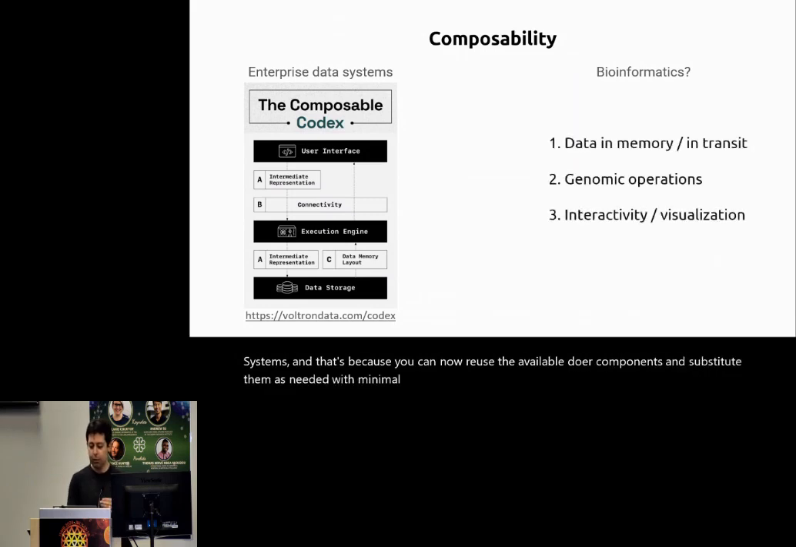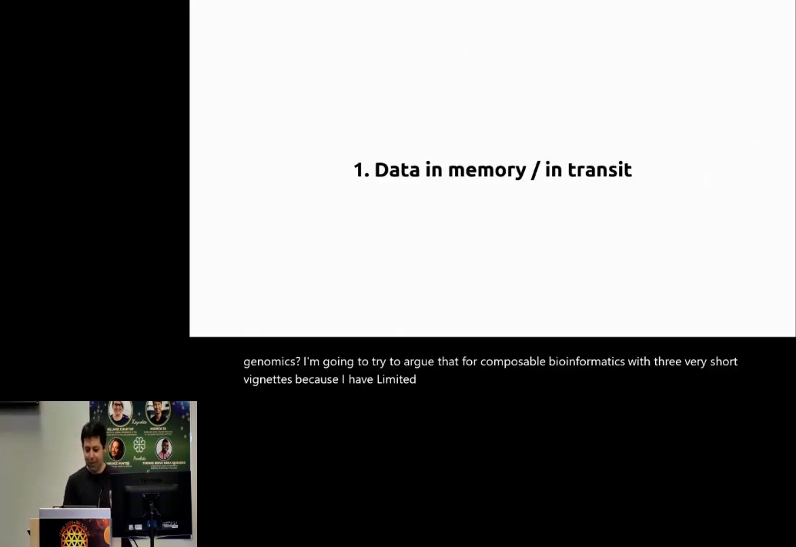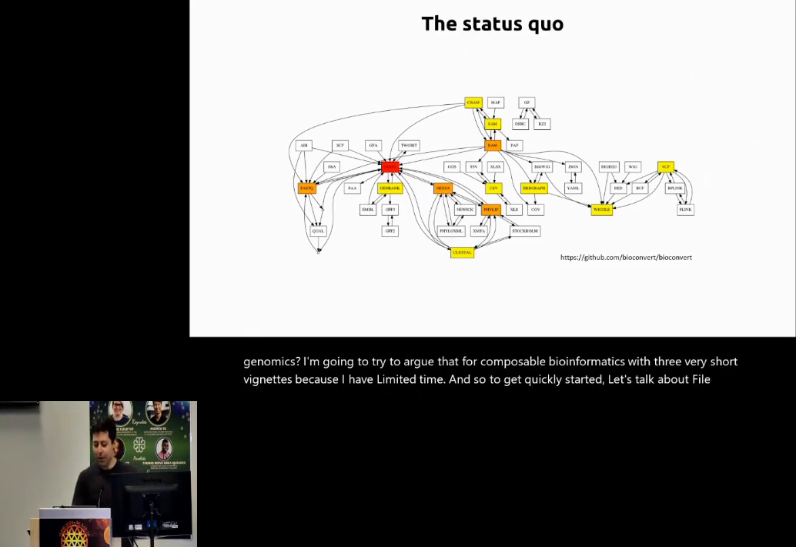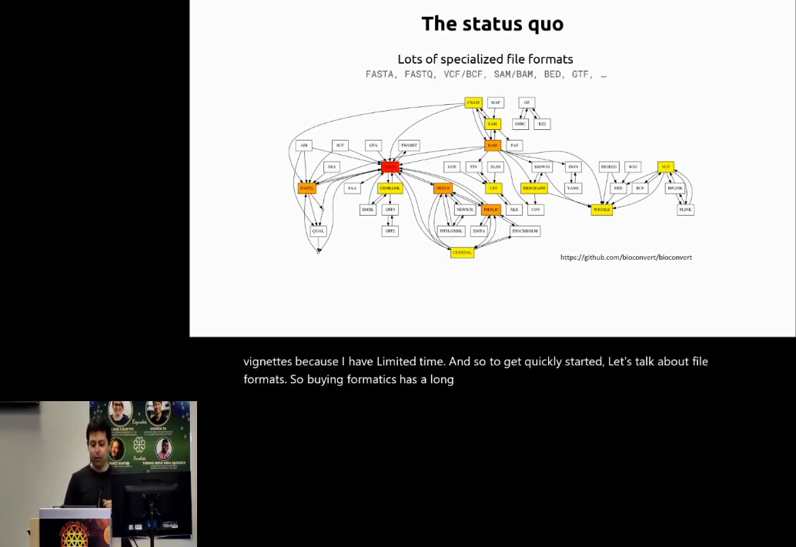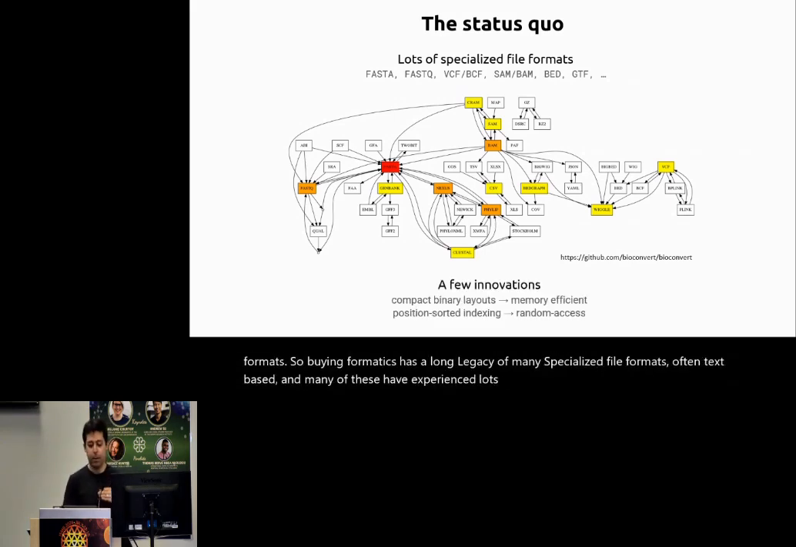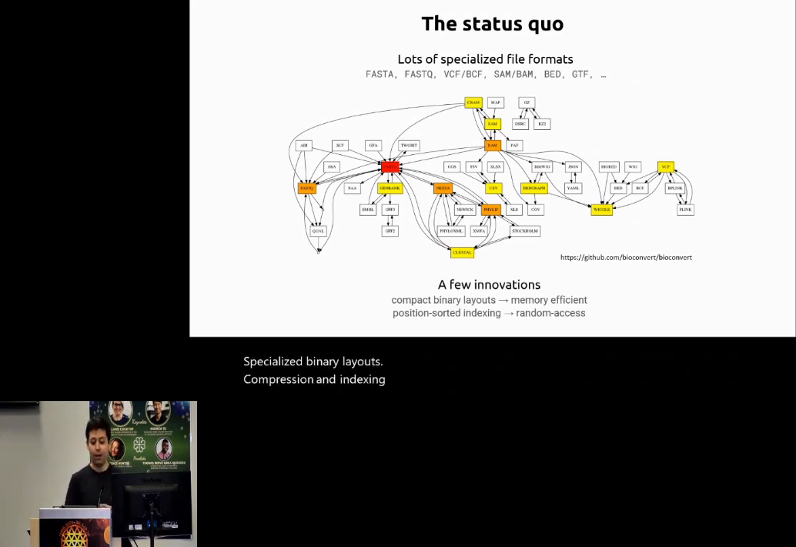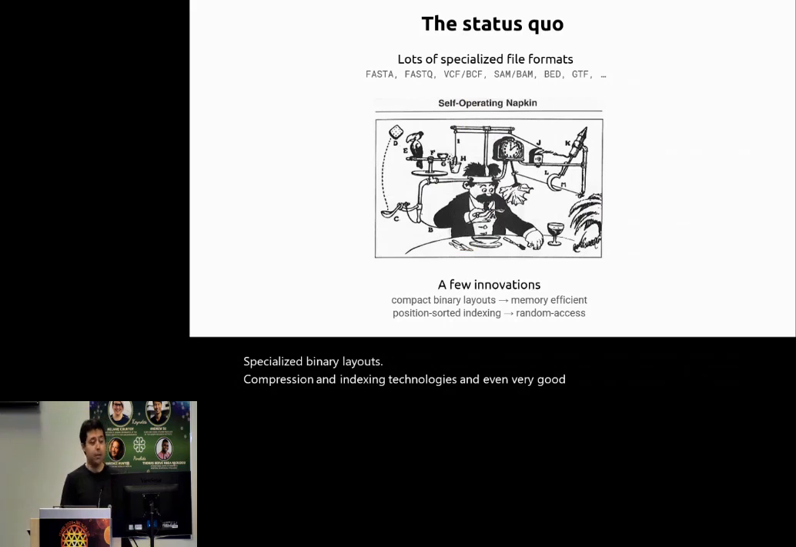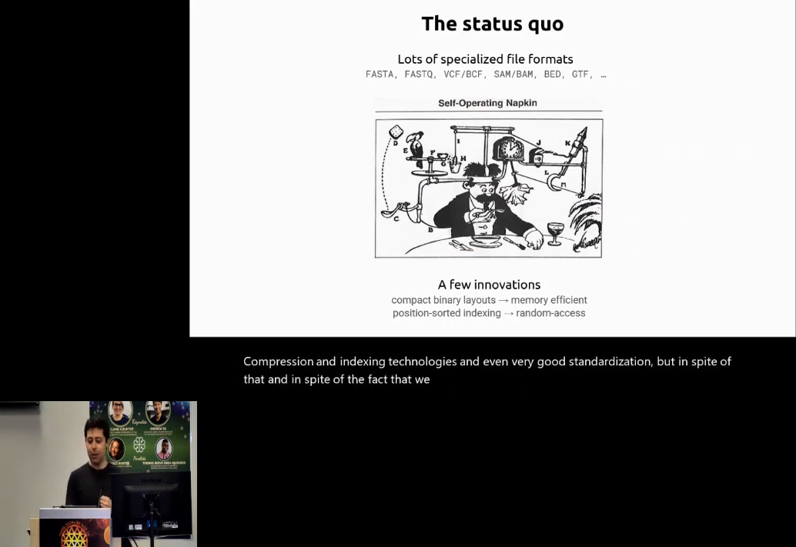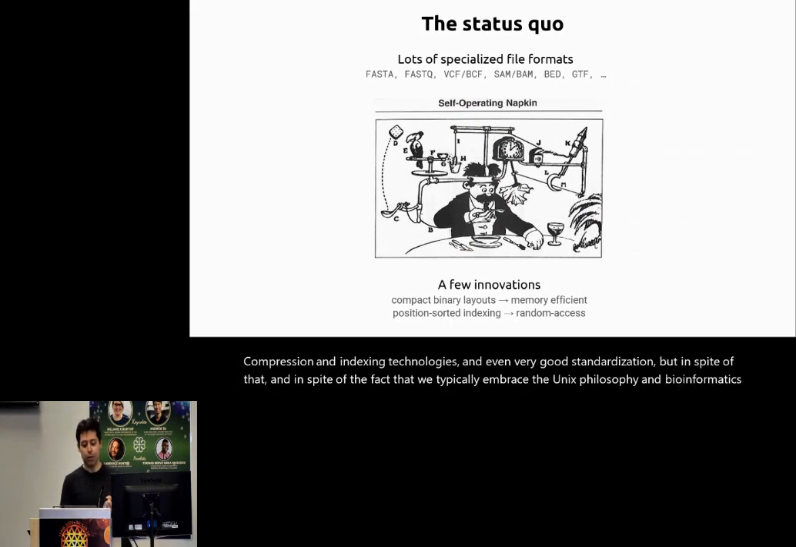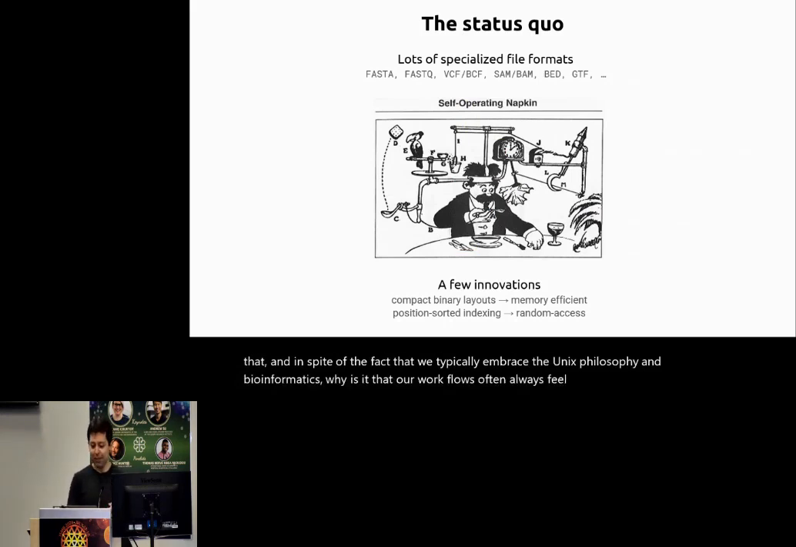So could such a philosophy work in bioinformatics and in genomics? I'm going to try to argue a bit for composable bioinformatics with three very short vignettes because I have limited time. To get quickly started, let's talk about file formats. Bioinformatics has a long legacy of many specialized file formats, often text-based, and many of these have experienced lots of innovation over time, including specialized binary layouts, compression and indexing technologies, and even very good standardization. But in spite of that, and in spite of the fact that we typically embrace the Unix philosophy in bioinformatics, why is it that our workflows often feel like Rube Goldberg machines?